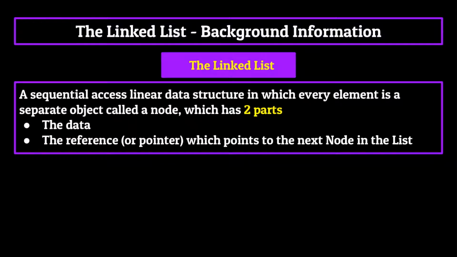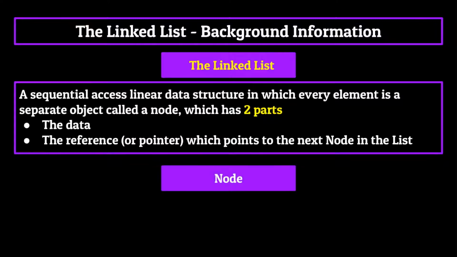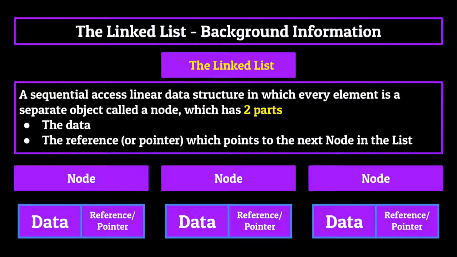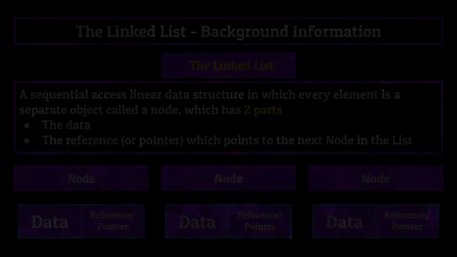Again, it's a sequential access linear data structure in which every element is a separate object called a node, in which each node contains both data and a reference to the next node in the linked list. And this cumulatively creates a string of nodes called the linked list. Feel free to re-watch this explanation if you're still confused, because it can get pretty hectic pretty fast.